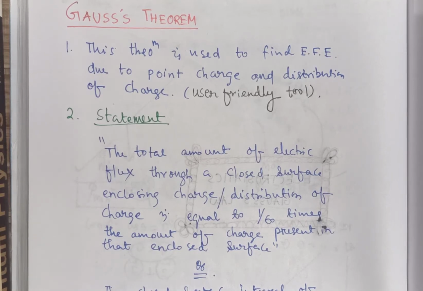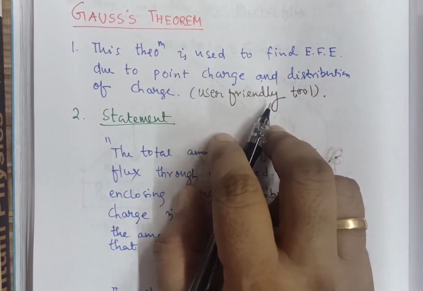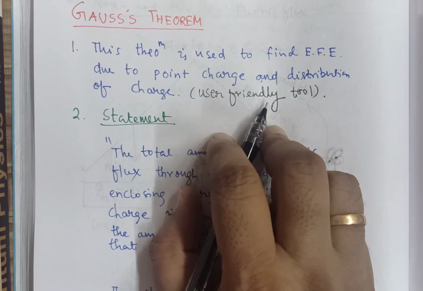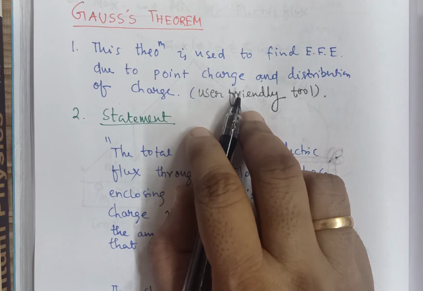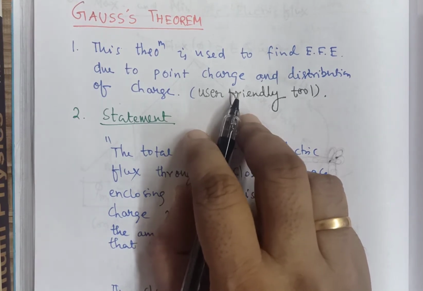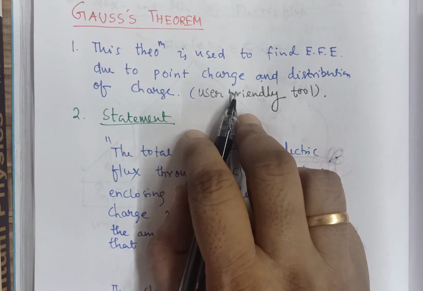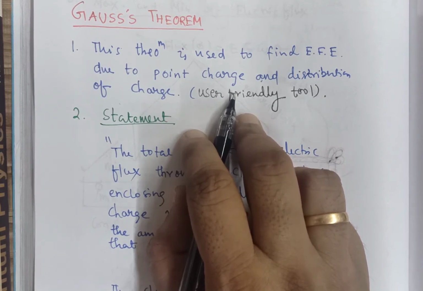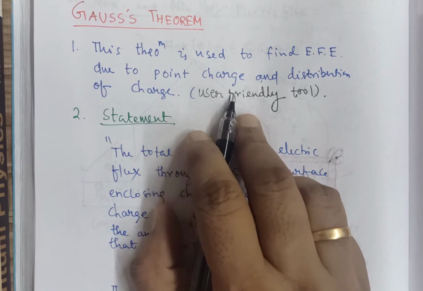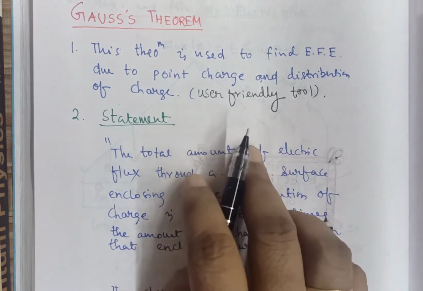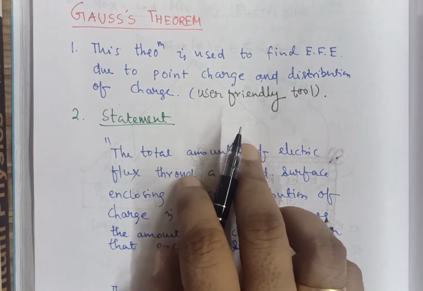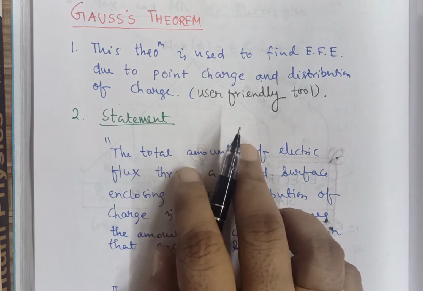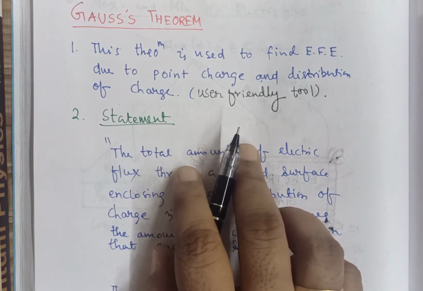the problem solvers, because this is a very user friendly tool to solve the calculation of electric field intensity for a single charge or any distribution of charge. So you should be clear why you read this theorem: to find the electric field intensity for a distribution of charge or a single charge in a very user friendly manner. In previous class also we have calculated the electric field intensity for single charge, discrete charges and distribution of charges by using the formula E is equal to F by Q.